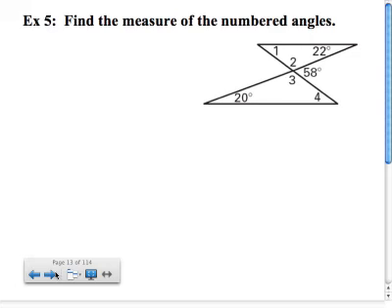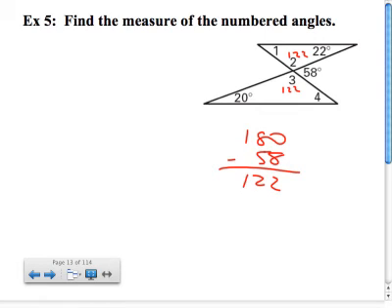Okay, example 5 here. It says find the measure of the numbered angles. So I have a lot of different properties I can use. For angles 2 and 3, I know they form a linear pair with the 58. So 180 minus 58 is 122. So this is 122, 122. Now I have 122, 20. That's 142. So 180 minus 142 tells me that angle 4 here has to be 38 because they have to add up to 180.